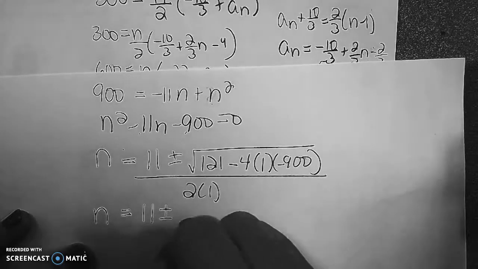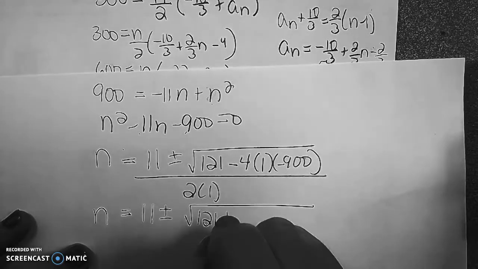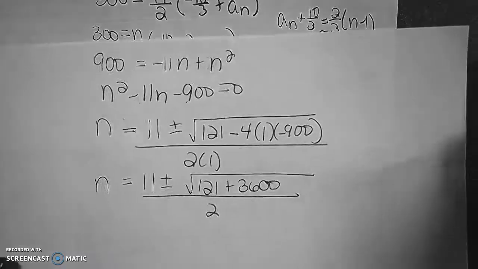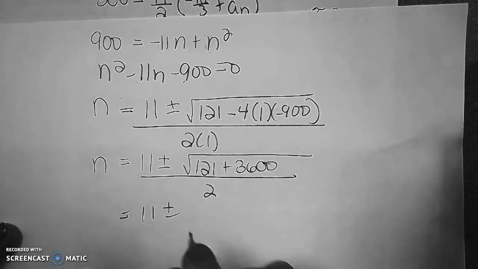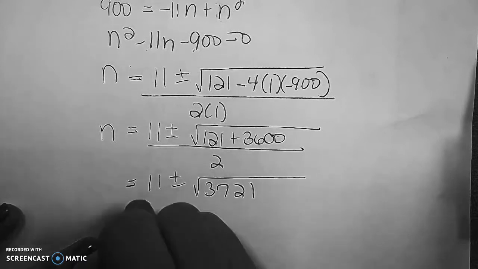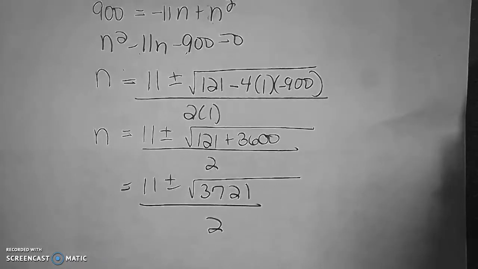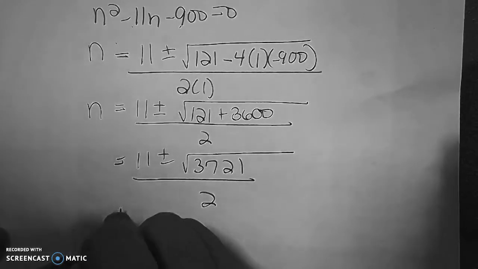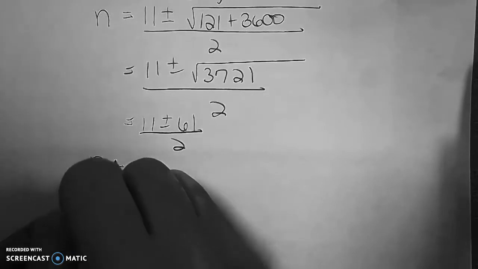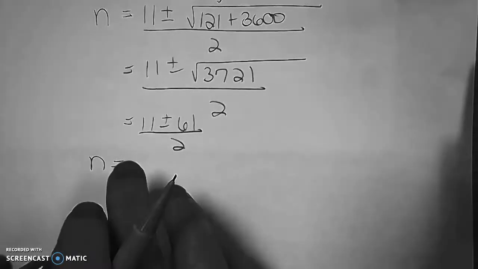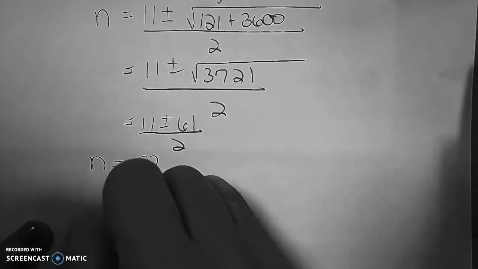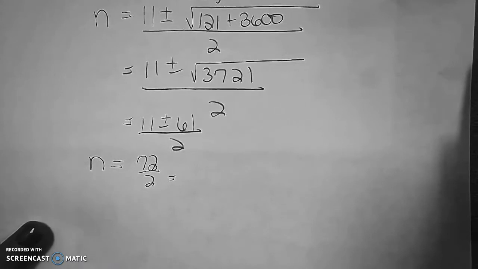So 11 plus or minus the square root of 121 plus 3,600 over 2. 11 plus or minus the square root of 3,721 over 2. I am going to go ahead and grab my calculator. 11 plus or minus 61 over 2. And again, quadratics typically have 2 solutions. So 11 plus 61 is 72 over 2, and 72 over 2 is 36.